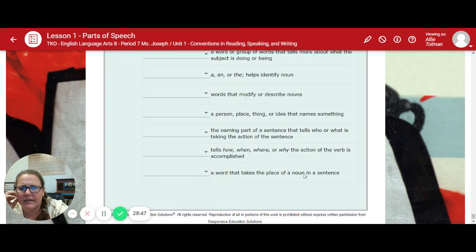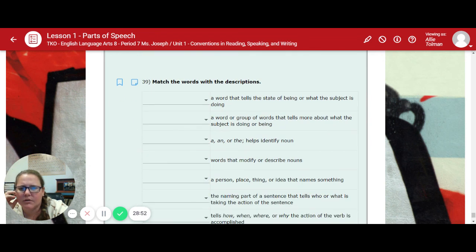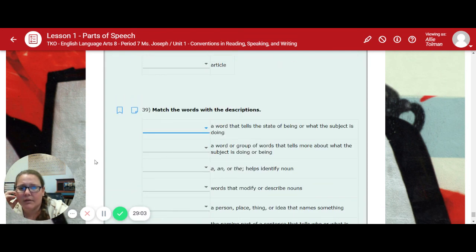Right, now 39 is our last one here. You've got to match the words with the description. So in the drop-down menu, you pick which one is correct for each of these different ones. Okay, this is our vocabulary words from the very top of the page. Scroll back up if you need to.